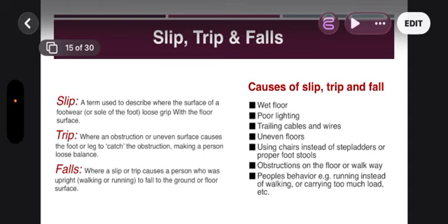Trip is when an obstruction or even the floor causes the foot or leg to catch the obstruction, making a person lose balance. Trip, you know what trip means. So you must make sure that those obstructions are cleared away, or there's a sign ahead telling those coming that there is an obstruction here. Please be warned and be careful. Fall is where a slip or trip causes a person who was upright, walking or running, to fall to the ground or floor surface.